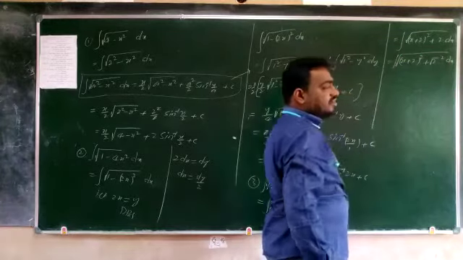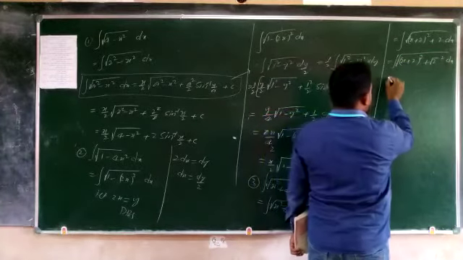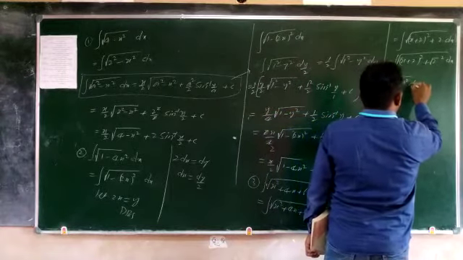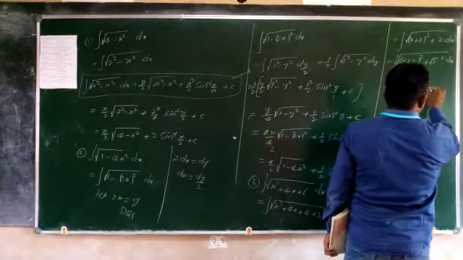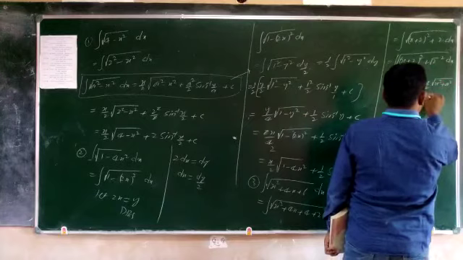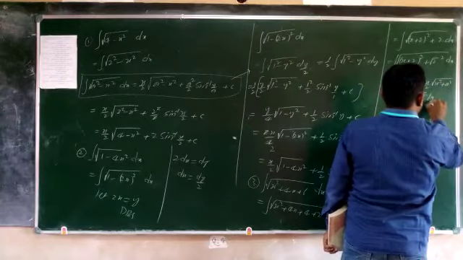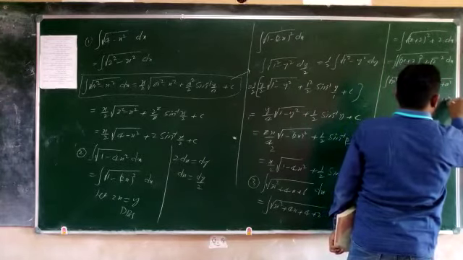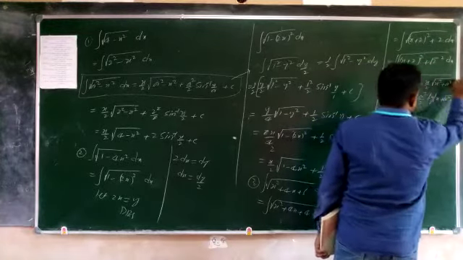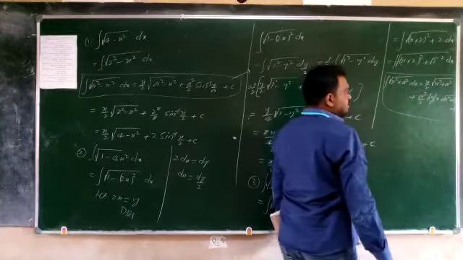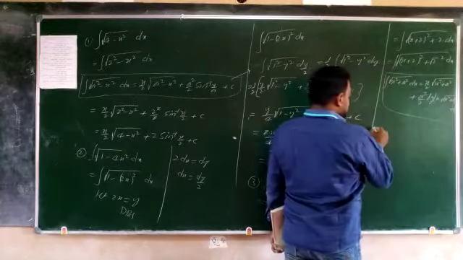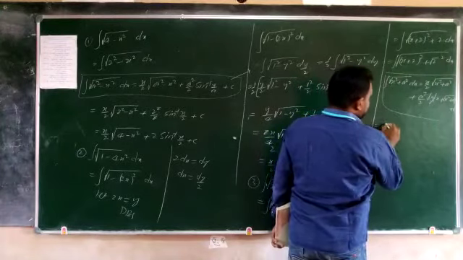Now it is in the form of the integration of square root of x square plus a square dx, which has the formula x by 2 into square root of x square plus a square plus a square by 2 into log mod of x plus square root of x square plus a square plus c. By using this formula, we are finding this one. So x is equal to x plus 2, a is equal to root 2. So this is equal to x by 2.